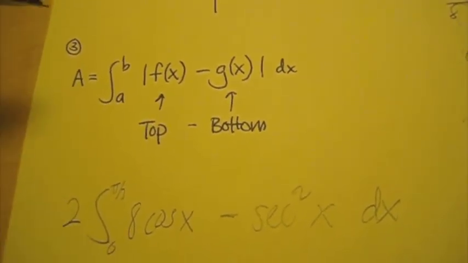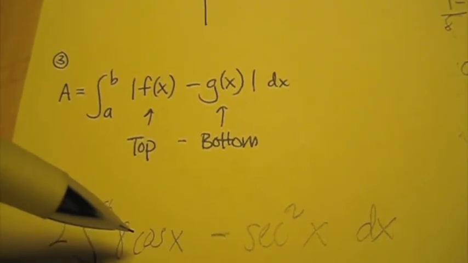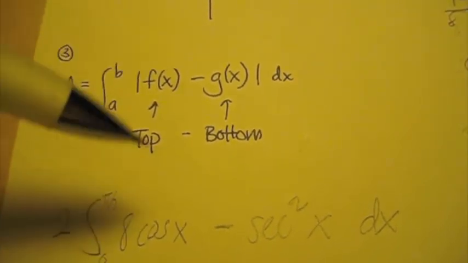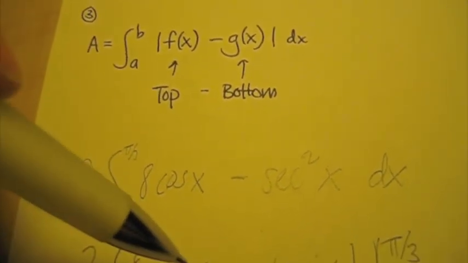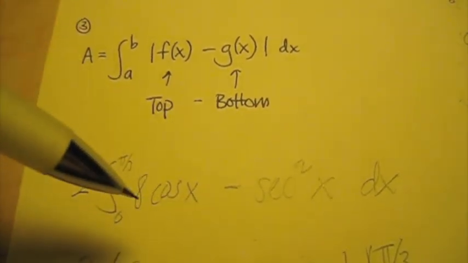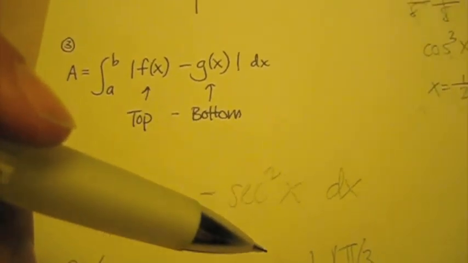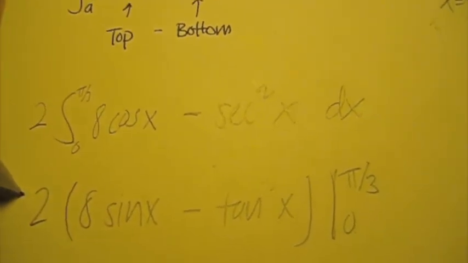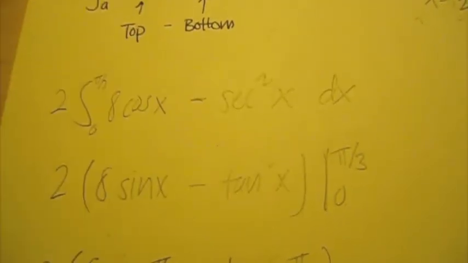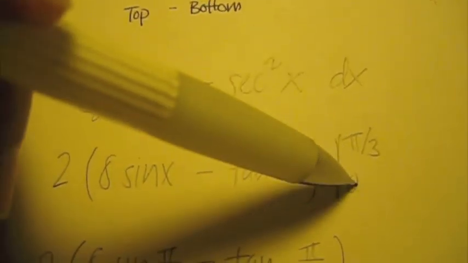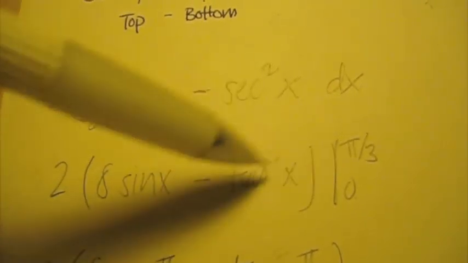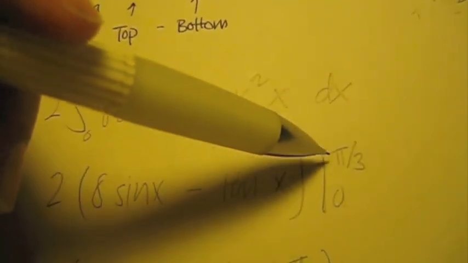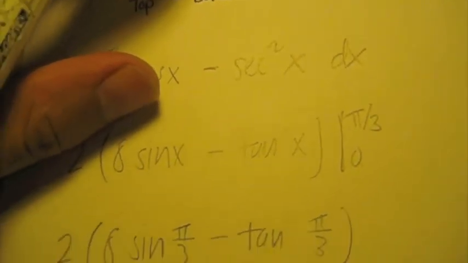We can finally integrate. The integral of 8 cosine x will be 8 sine x, minus the integral of secant squared x, which is just tan x, and multiplied by 2. And it's from 0 to pi over 3. If you plug in 0 to this function, it will just be 0. So you just need to plug in pi over 3 and just solve it.